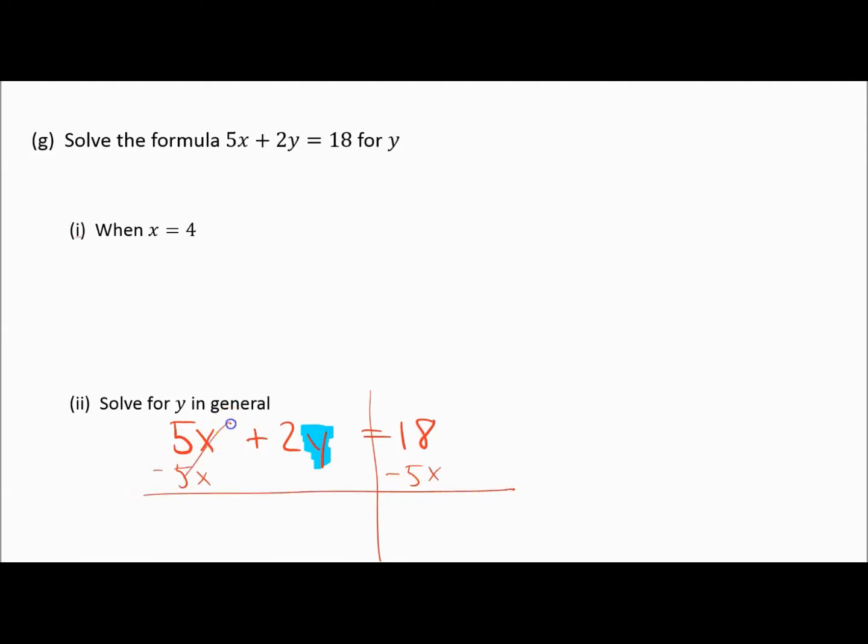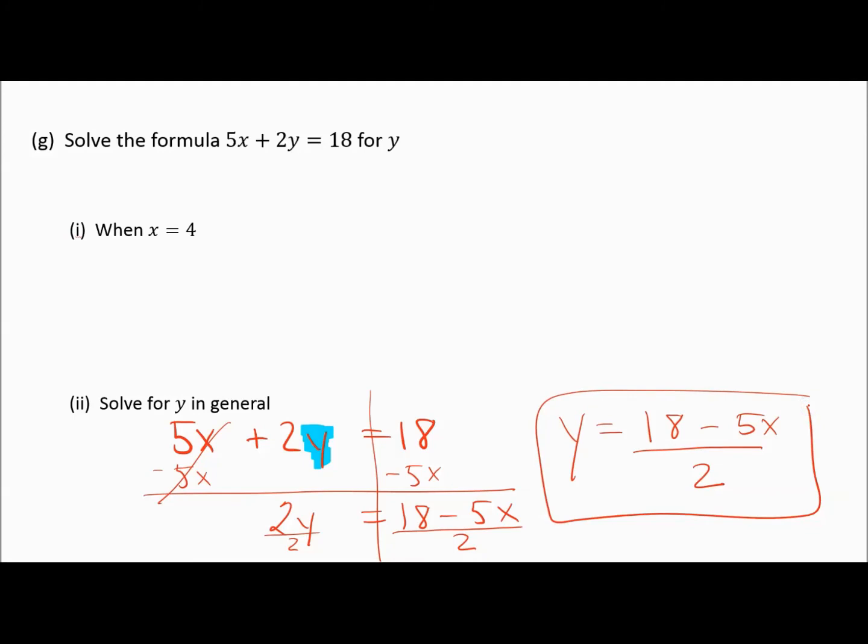Okay? Now the 5x's cancel. I have 2y equals. Now these are not like terms. The best I can write that is 18 minus 5x. I can't combine that together to get 13 because the 18 does not have an x. These are not like terms. Now I want to divide by 2. So I divide the left side by 2 and I divide the entire right side by 2. So my answer is y equals 18 minus 5x all divided by 2.